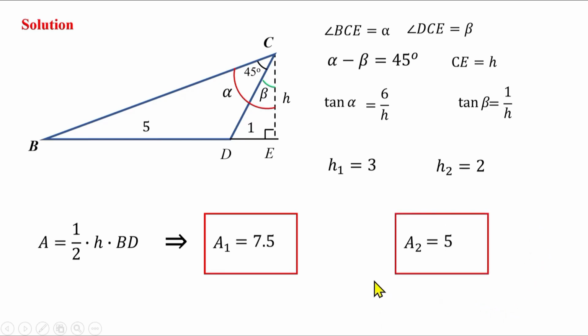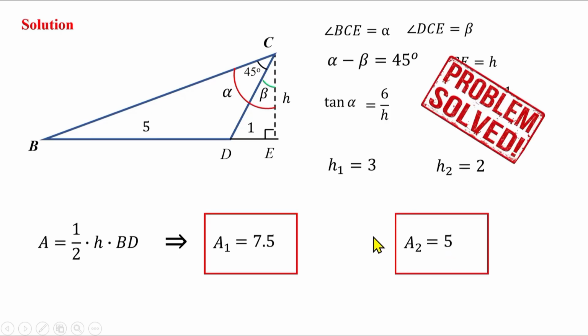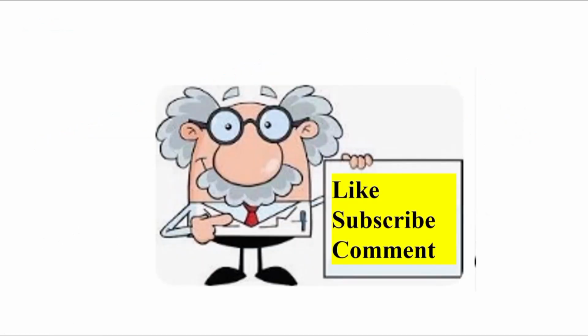As a result, we have two answers for this problem. A1 equals 7.5, A2 equal 5. The problem is solved. And then we will discuss the geometrical reason to have two solutions in this problem. But before, we will make a break and look to this picture, which is very important for us, and then we will continue consideration of the problem.